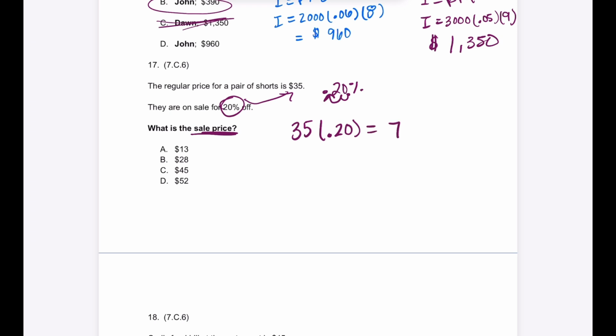Okay. Now it's saying what is the sales price? Because it is asking you for that sales price, you are going to take your original number, which is the $35, and subtract the 7. 35 minus the 7 is going to give you a total of 28. So at the beginning I did say total, that's my bad. It does want the total. Sales price means that they're asking you for how much is the pair of shorts going to cost after your discount. So it is letter B.